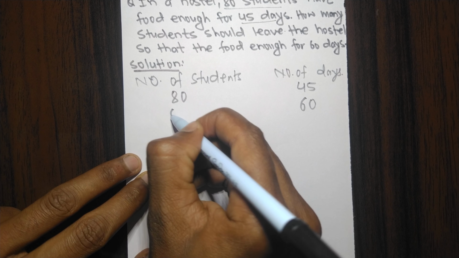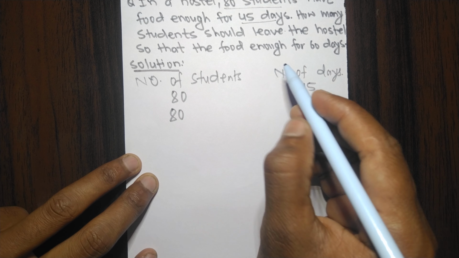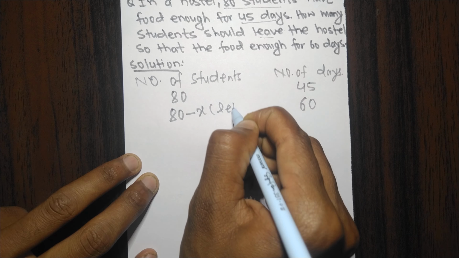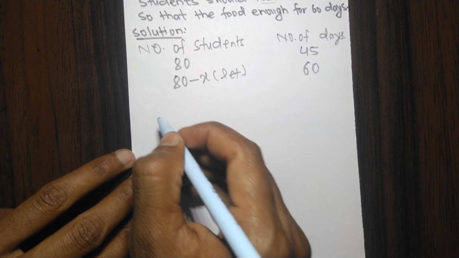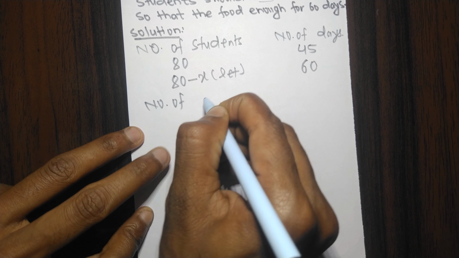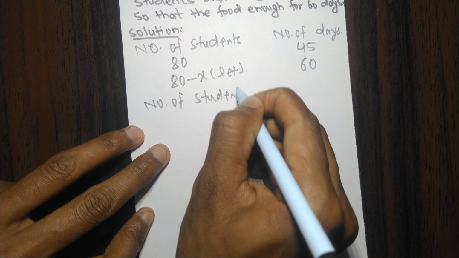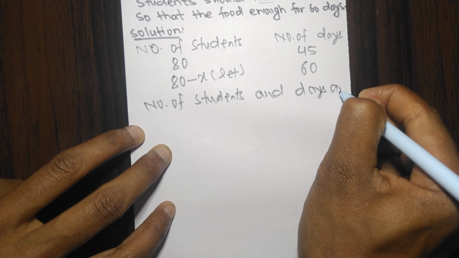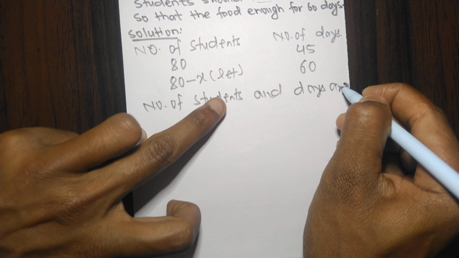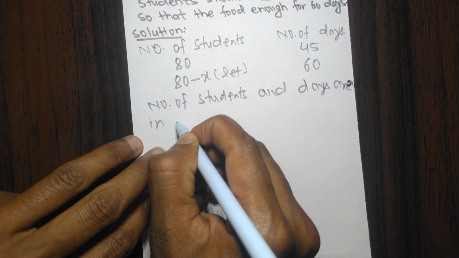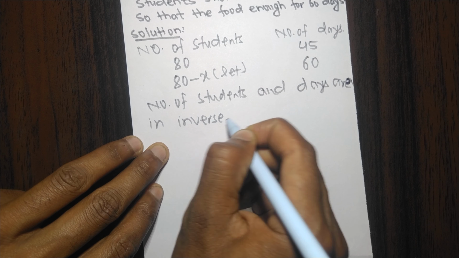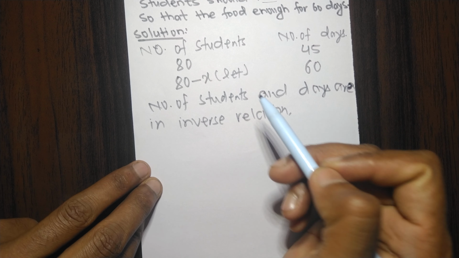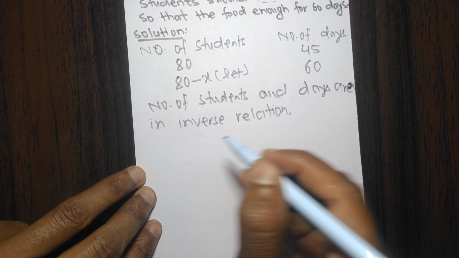So initially we have 80 students and some students left. So we let X students leave the hostel. So here number of students and days are in inverse relation. So number of students and days are in inverse relation.